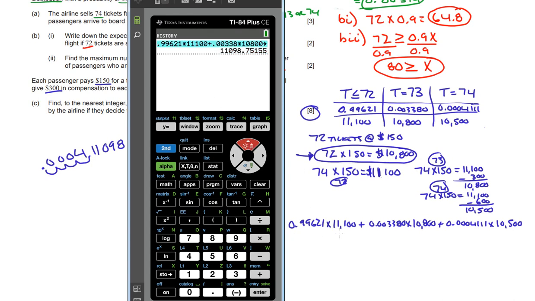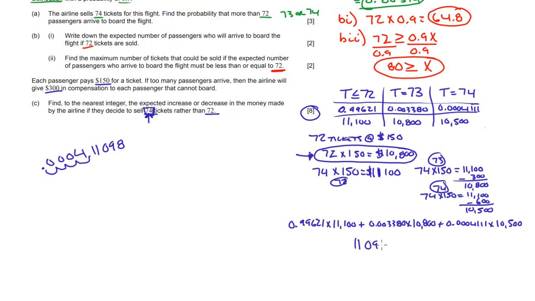0.99621, 0.99621 times 11,100, 0.00338 times 10,800, and then we already checked the last one, so we should get this. We get 11,098.75. So it says to the nearest integer, so we get 11,099 would be our expected value for this, for if we sold 74 tickets rather than 72, this is our expected income.